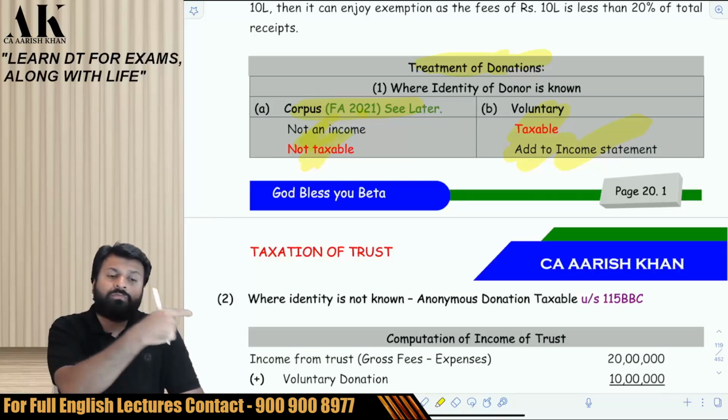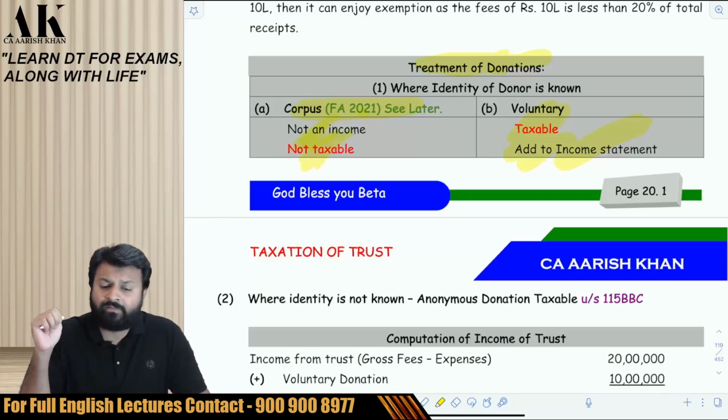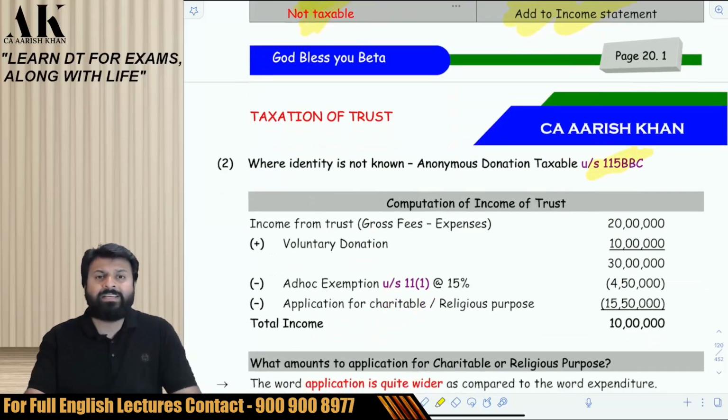Now, what about the donation for which there is no identity of the donor? That is the donation which is an anonymous donation. Those are covered under 115BBC and it is taxed at 30%. We will talk about that sometime later.